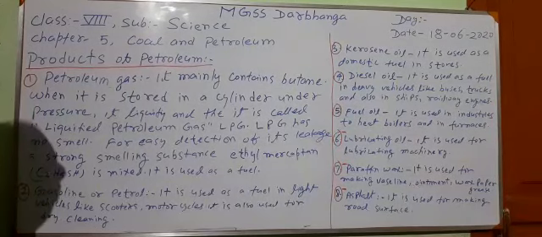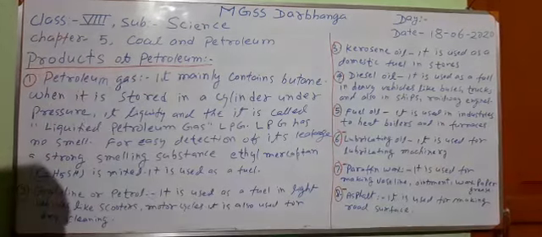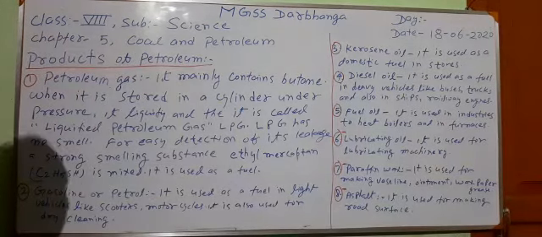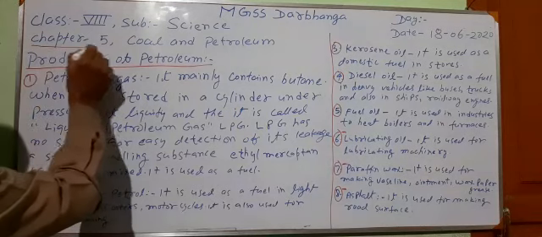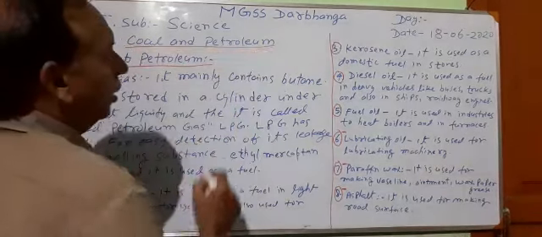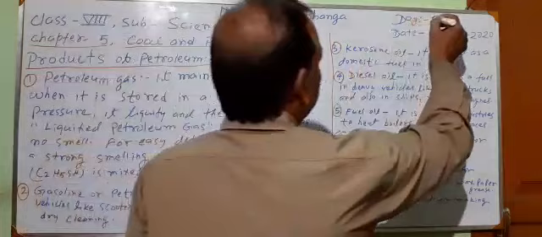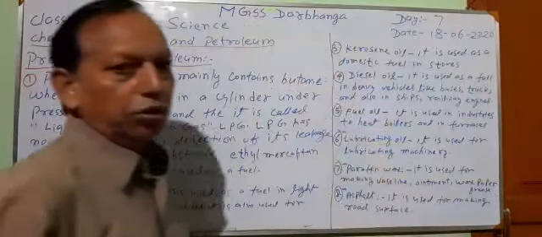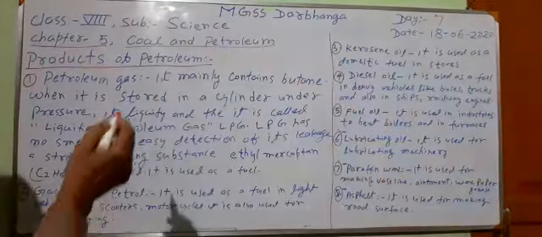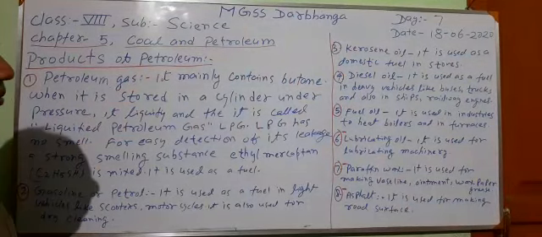This time I am going to teach the students of class 8. This is subject science and this is chapter 5. The name of this chapter is coal and petroleum. This is the 7th day of this chapter.